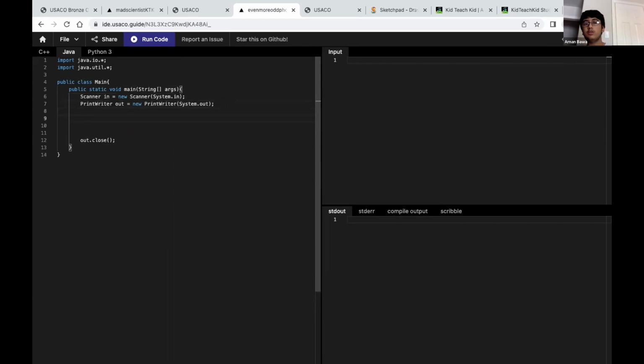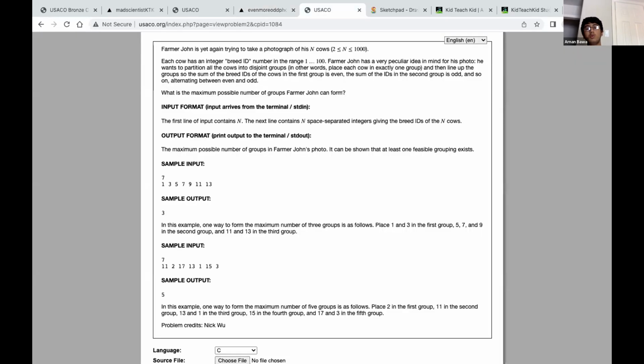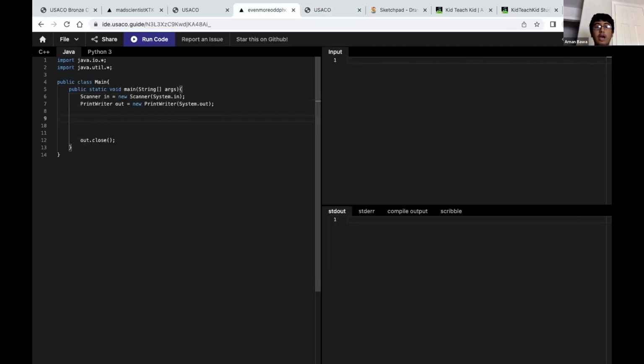Okay, the next thing we have to do is read in our input. So what we have to read in is the number of cows we have, and that's n. So I'll do int n is equal to in.nextInt.